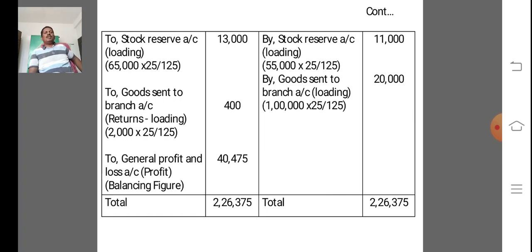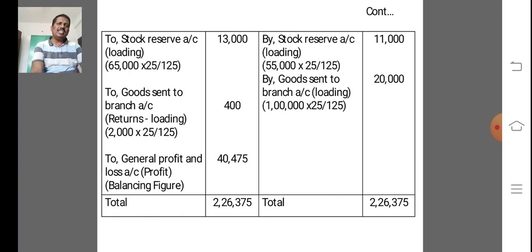that is opening stock 55,000 into 25 divided by 125, 11,000, by goods sent to branch loading 1 lakh into 25 divided by 125, just opposite entry. Opening stock is debit, so you must credit the stock reserve account. Closing stock is credit, then you debit the stock reserve account, and goods sent to branch account debit side, you must credit the goods sent to branch loading price, and credit side goods returned to the head office, and debit the goods sent to branch account, that is returns.